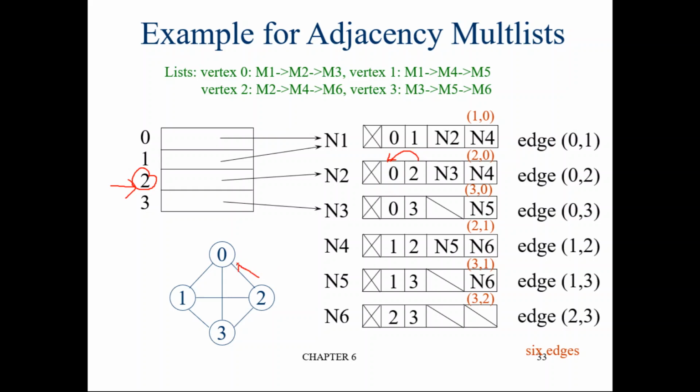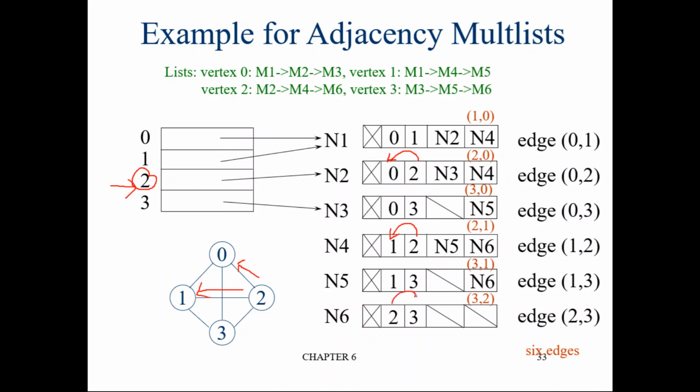Now we go to N4. What is N4? It has 1 and 2, but our source is 2. So you have to go from 2 to 1, not 1 to 2. So this edge, 2 to 1, is done. If it is 2 to 1, which pointer do you follow? N6. What is N6? N6 is this. What is here? 2 to 3.